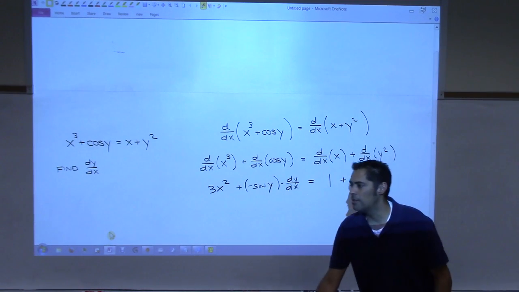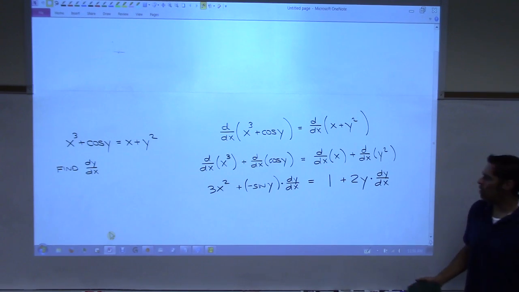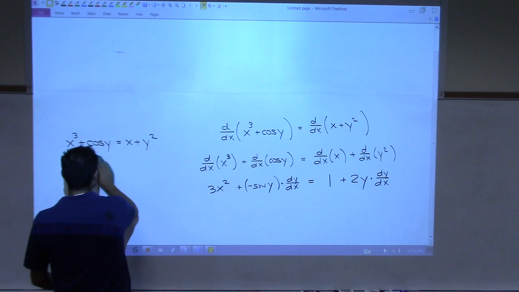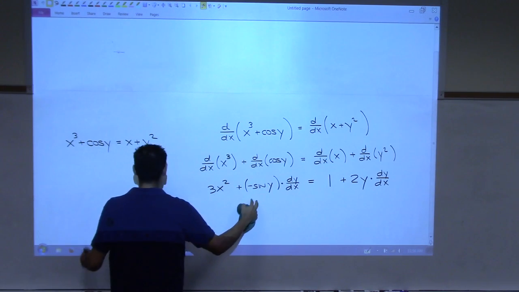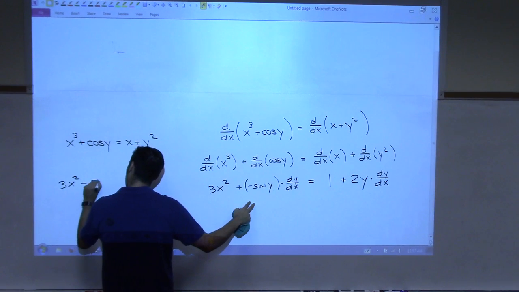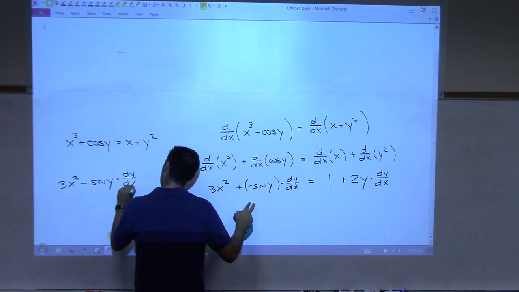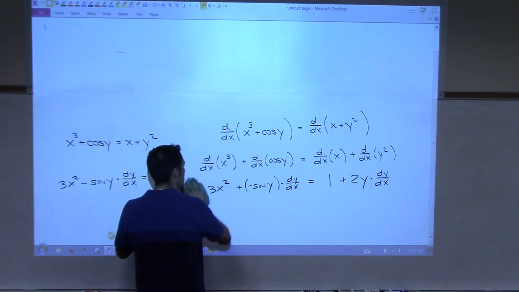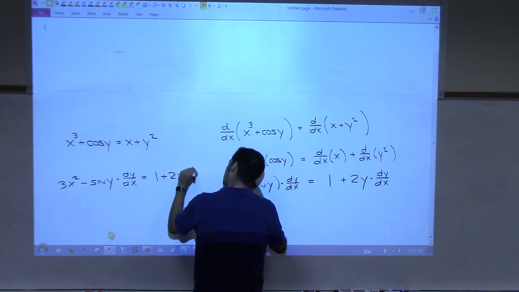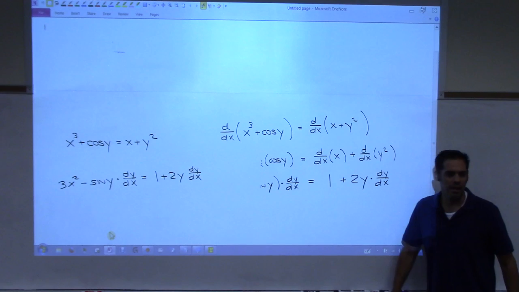And now what we need to do is solve for it. We need to go get it by itself. So what I'll do is I will first just clean it up. I don't like that parentheses with the negative, so I'm just going to rewrite it as 3x squared minus sine y times dy dx equals the right side, which is 1 plus 2y dy dx. So how do you think I'm going to go about solving for dy dx here?